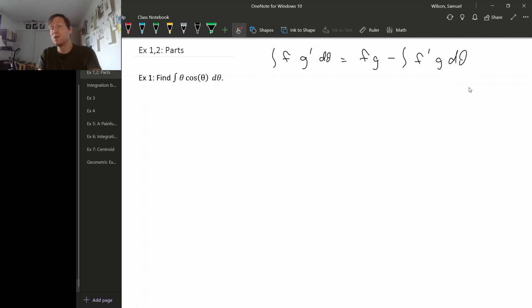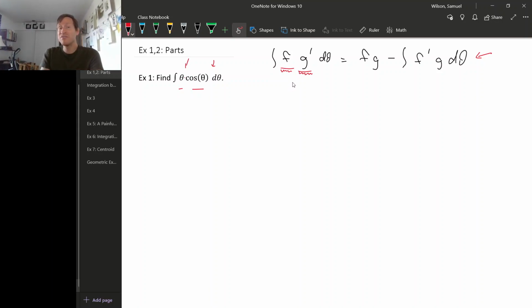Okay, so the first thing we need to decide is, we have two things multiplied here, theta and cosine theta. We have to decide which one is going to count as f and which one is going to count as g prime. And it's really up to us. This is written with the theta first, but we could have written the theta second because multiplication is commutative. What this integration by parts formula gives you will be different depending on which one you put where.